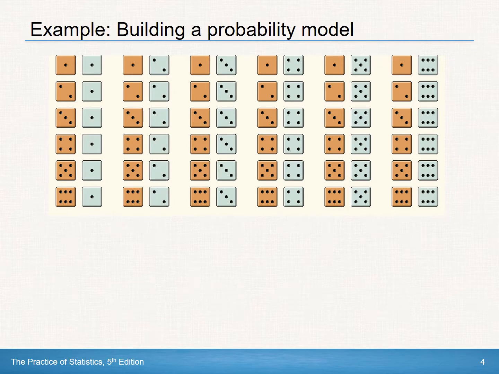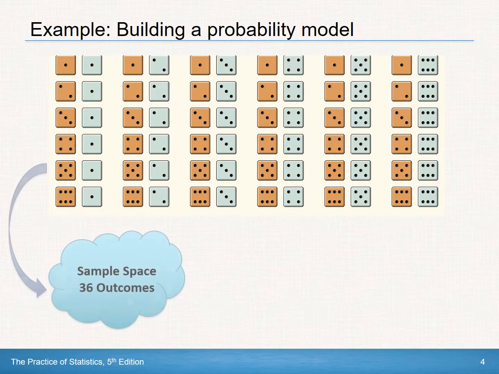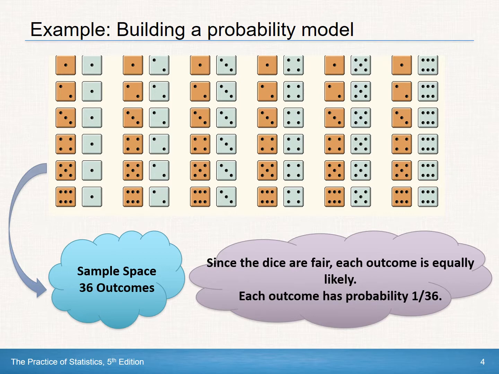Here's an example of a probability model. If you roll 2 dice, there are 36 different possibilities that could happen when you roll a set of 2 dice. So right there, that picture shows us the sample space of all 36 outcomes. Since the dice are fair, each outcome is equally likely to happen, so each outcome has a probability of 1 out of 36.